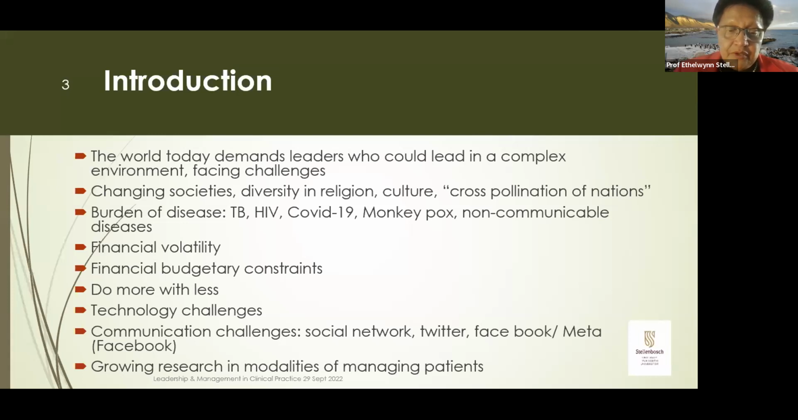Technology challenges that we have: there are many changes happening all the time in technology. We are just amazed at what's happening, not only in the general use of things, but also specifically in the health environment. Communication challenges, social networks, Twitter, Facebook, all of this is challenging for us because these are changes. You still diagnose a patient and then they read up.